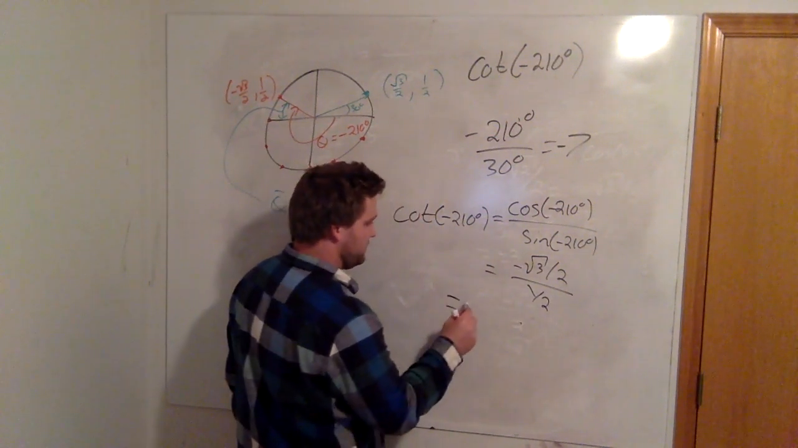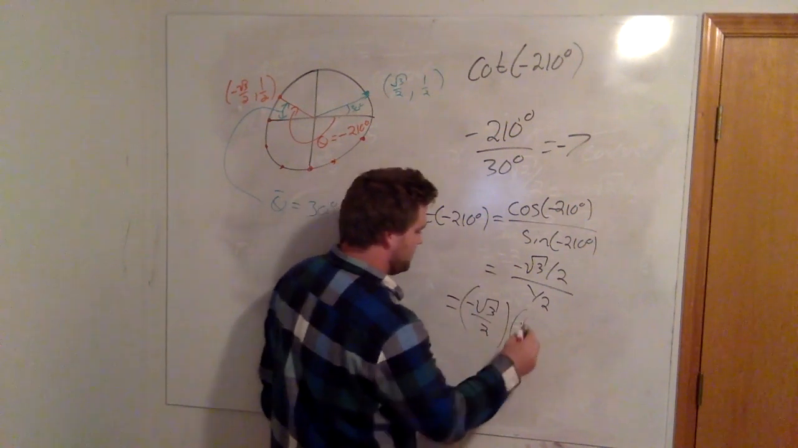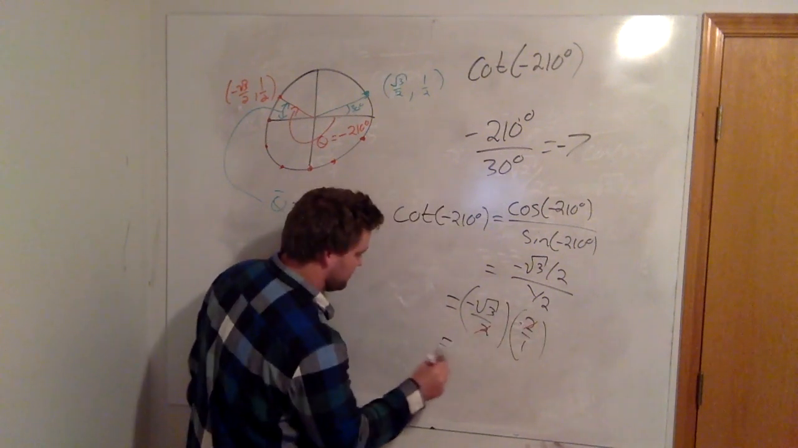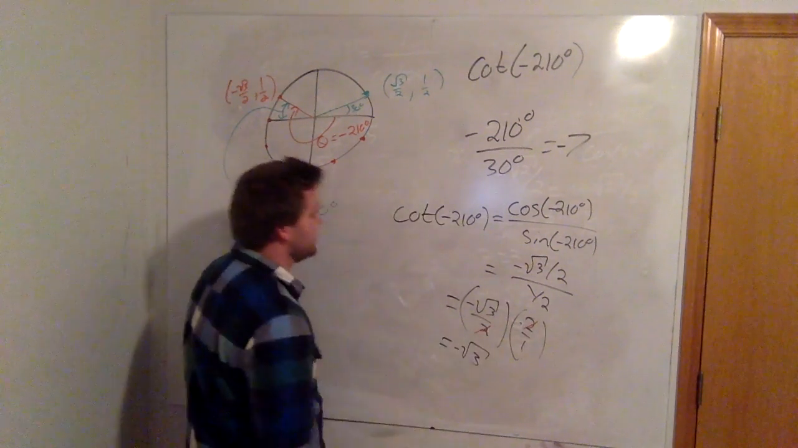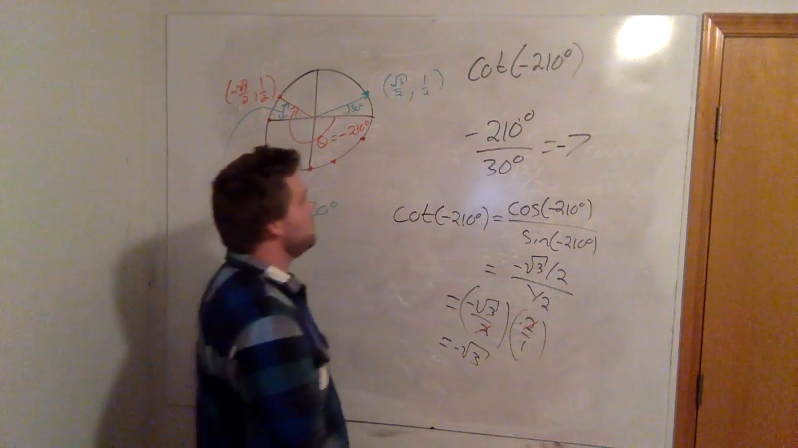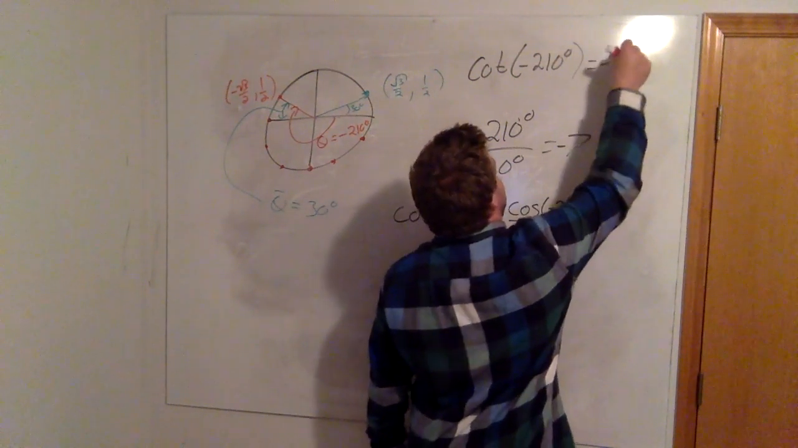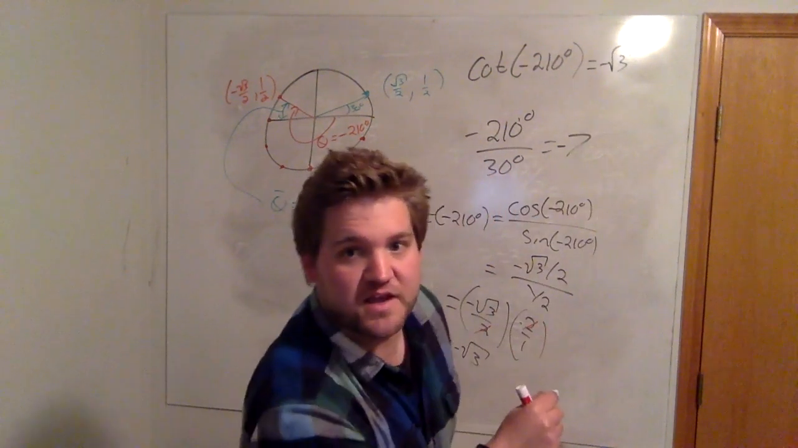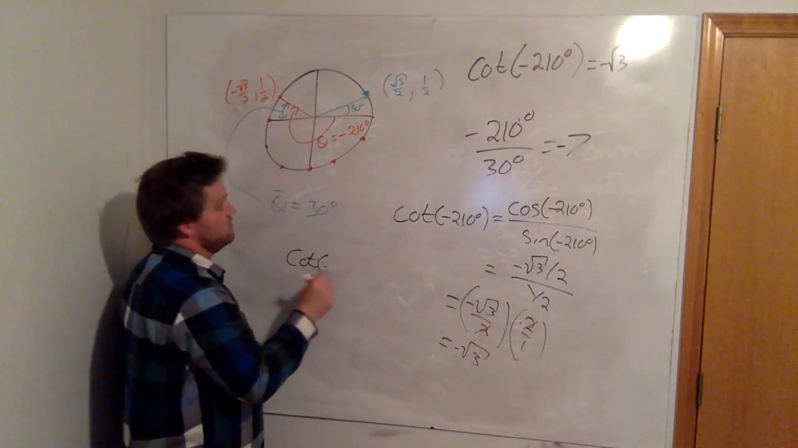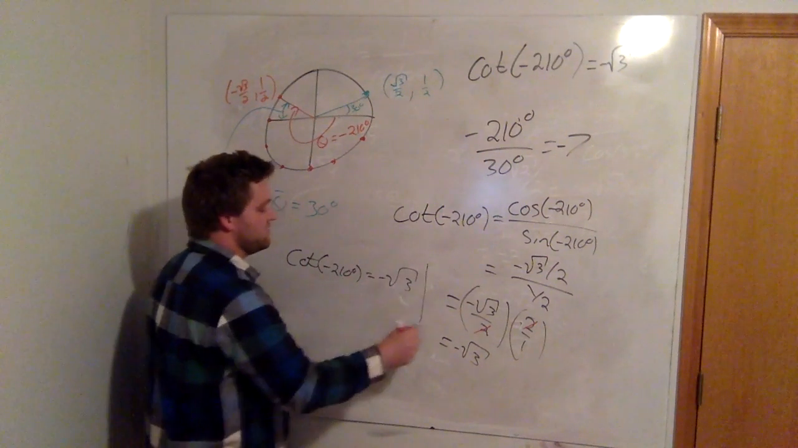So this is equivalent to negative root 3 over 2 times a 2 over 1. The 2's cancel, sweet. We're just left with a negative root 3. How fun is that? So our result, the cotangent of negative 210 degrees is negative root 3. Let's write that right here so we don't get that glare. The cotangent of negative 210 degrees is equal to negative root 3. That's the answer.